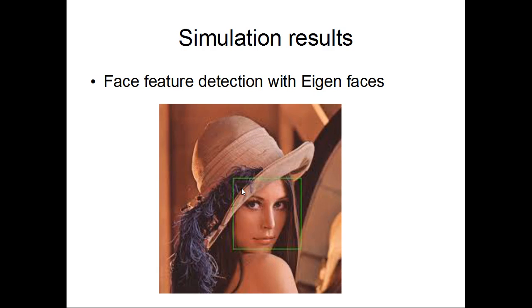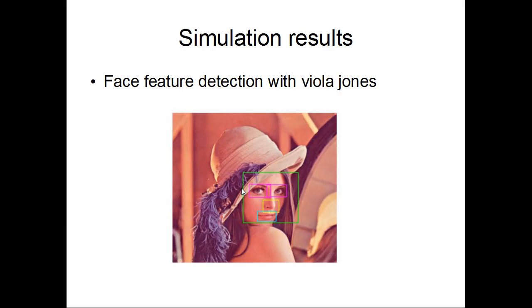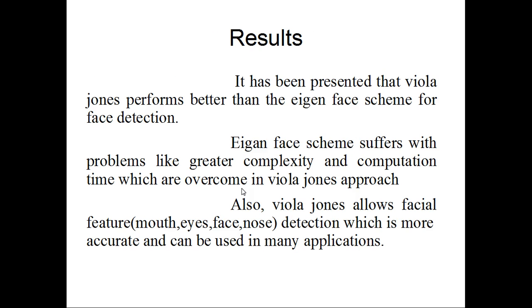And this is the feature detection we get using eigenfaces, where it's only the face which is being detected and not the parts of the face. And when we move over to Viola-Jones, we have the face being detected along with the different parts and features of the face, which is much more desirable.